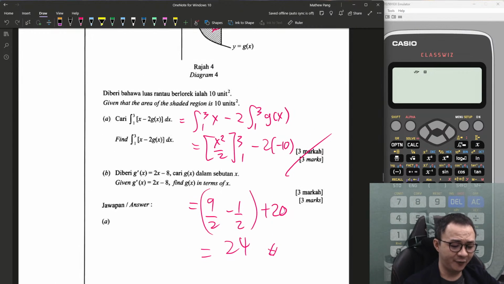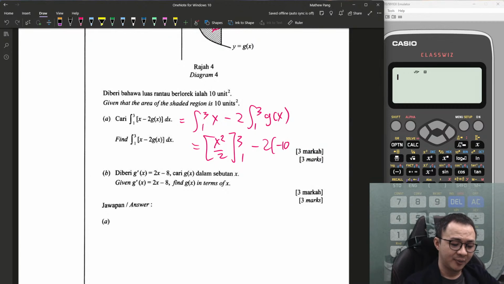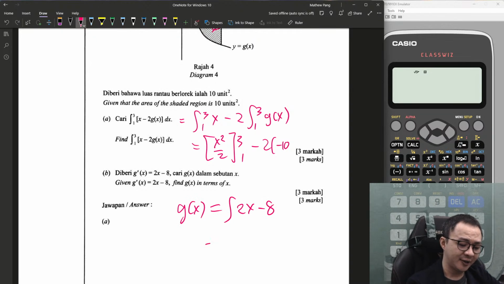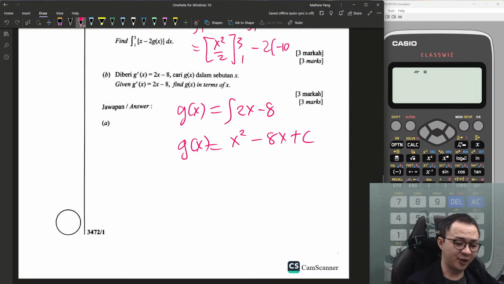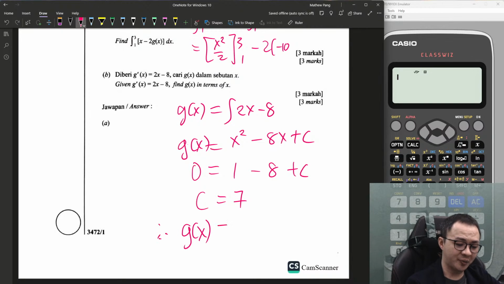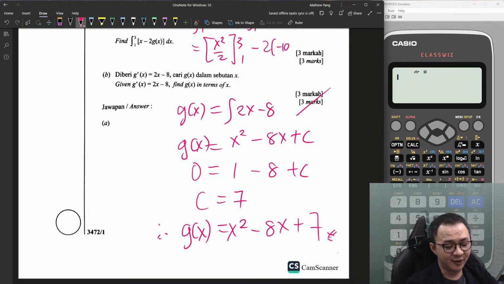Then part B, we want to integrate this one to get g(x), because this is g prime, dy dx. So I will just integrate 2x minus 8. Then I should get something like x squared minus 8x plus c. If I want to get c, I need some coordinate. Maybe I take this coordinate, 1, 0. I'll plug this coordinate in: 0 equals 1 minus 8 plus c. c equals 7. So my g(x) equation should be x squared minus 8x plus 7. Okay, 3 marks, not too bad.